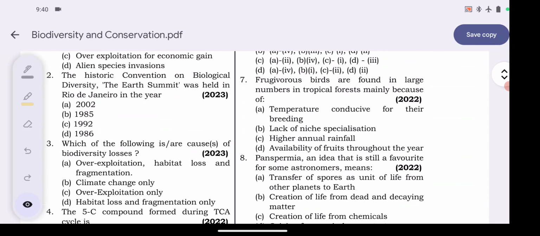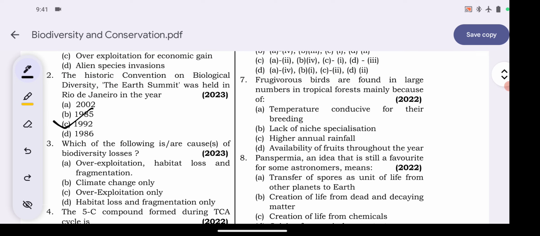Question number second. The historic convention on biological diversity, the Earth Summit, was held in Rio de Janeiro in the year. Option A 2002, option B 1985, option C 1992, option D 1986. So here the answer will be option number C, that is 1992. It called upon all nations to take appropriate measures for conservation of biodiversity and sustainable utilization of its benefits. So what is the meaning of the Earth Summit? What happened there during 1992 in Rio de Janeiro? All the nations were called to take appropriate measures for conservation of biodiversity and sustainable utilization of its benefits.